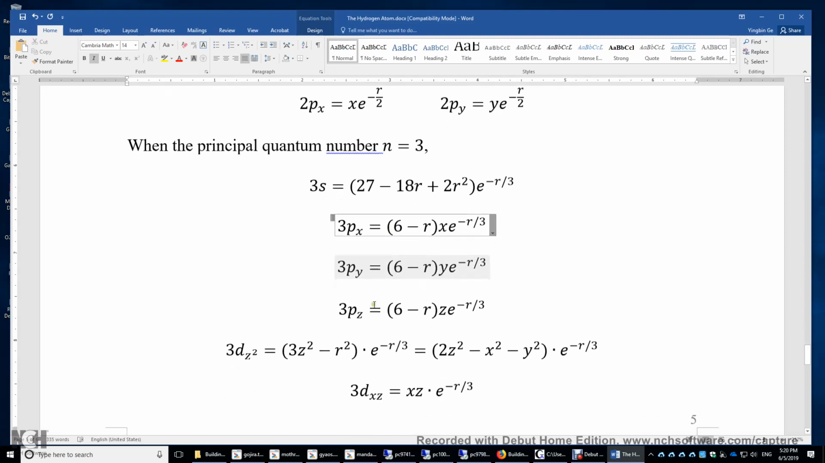Same here. For 3pz, again, we see a symmetry. That's just 6 minus r times the exponential function e to the power of negative r over 3 times either x or y or z.